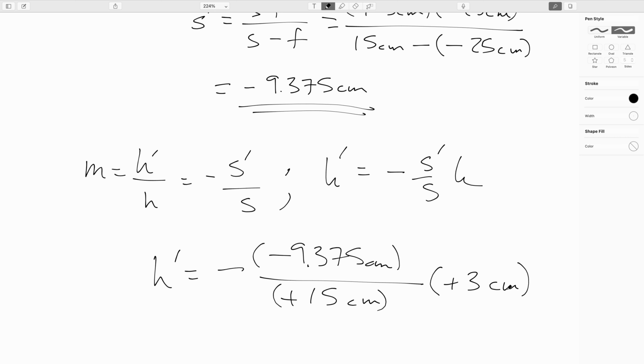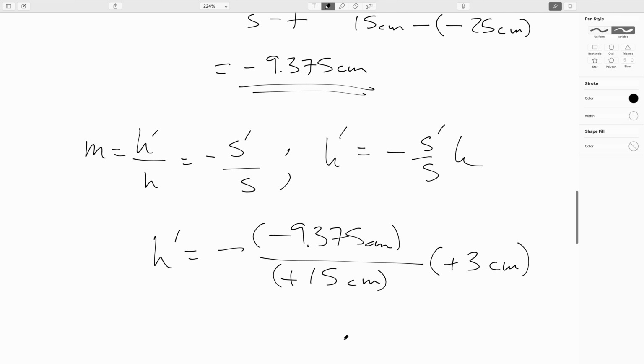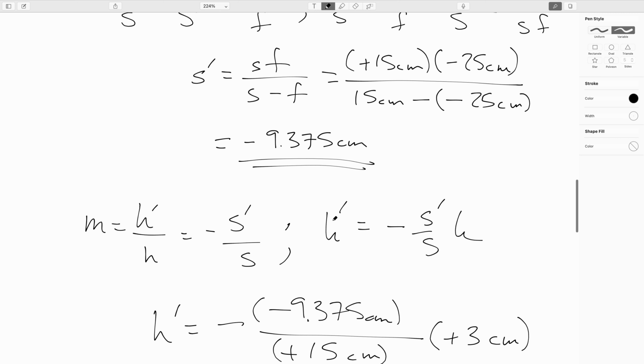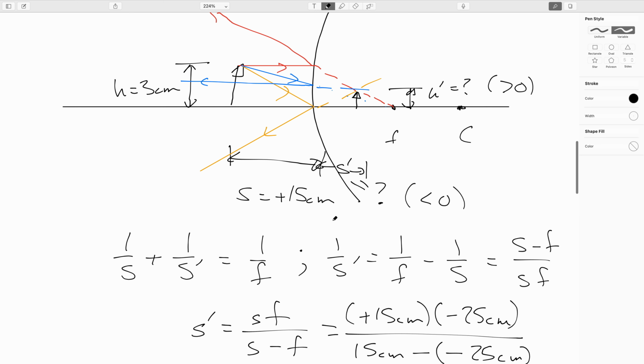So when we grind this through, we're going to get minus a negative here. So we get an image height of plus 1.875 centimeters, or 1 7/8 centimeters. Okay, does that check with the diagram? Yes, it does. It is upright and it is shorter than our object, which is what we expected.